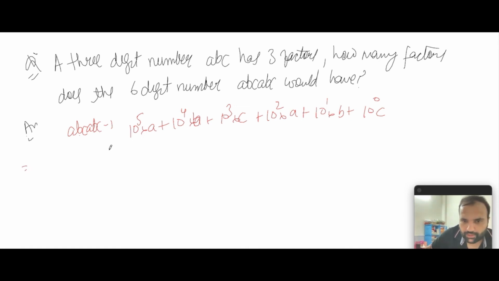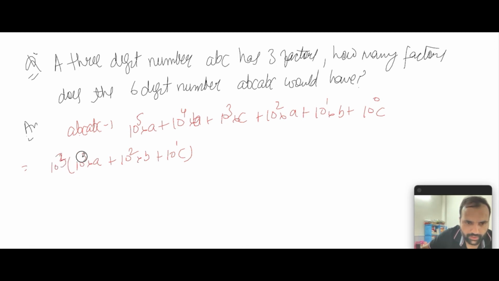So can we derive from here? What we can do over here is take something common. If we take 10 square common over here, what do we get? We get 10 to the power cube into A plus 10 to the power square into B, and we get 10 to the power 1 into C. Or even if we want, we can take 10 cube as well.